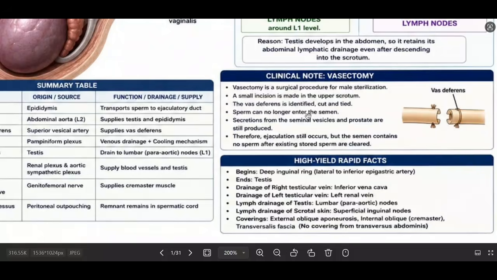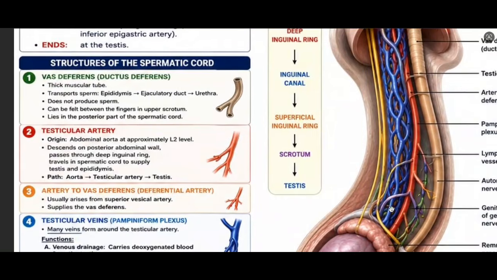And what is the lymph drainage of the testes? The lymph drainage of the testes is the lumbar, or para-aortic, lymph nodes, and the lymph drainage of the scrotal skin is the superficial inguinal lymph nodes. And these points cover the definition, contents, coverings, lymphatic drainage, and clinical note.